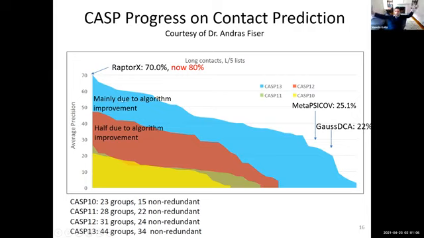Wow. And where do you think we stand? Do you feel that there's tons of room still, or do you feel that we're kind of saturating?